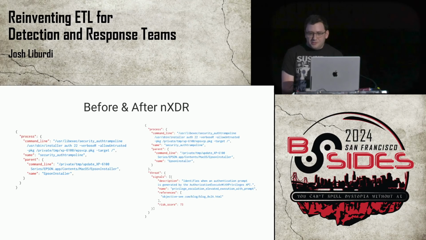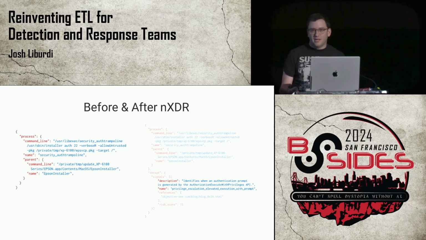Again, I don't need to tell you these things are different, but I do want to call out something that I think is really clever here, and it kind of gets to the point of just making my job easy. If you don't know what the security auth trampoline process is in macOS, which I wouldn't expect basically anyone to know, that's fine. You don't need to know what that is because we have a description right here. It says it's an authentication prompt that is called by an API that says execute with privileges.